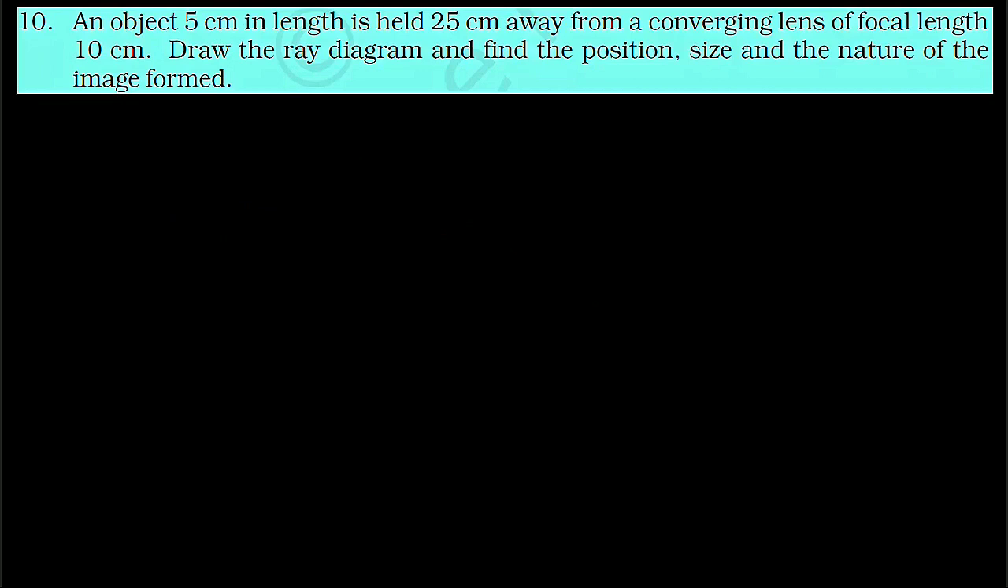This is our next question. What is the question saying? We will write down what is given. An object 5 cm in length. That means the object height is given, so HO is given as 5 cm. And what else is given? Held 25 cm away from the converging lens.